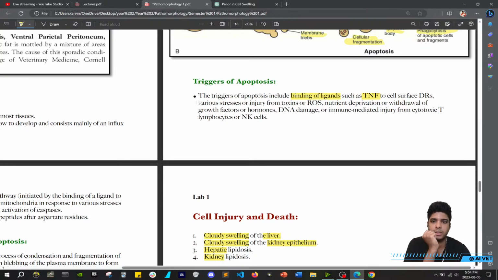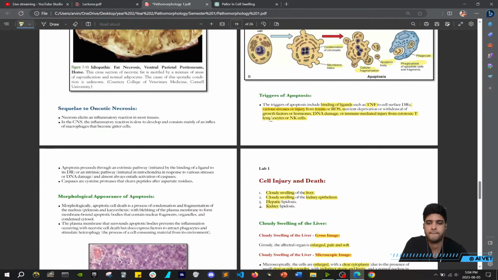Various stresses and injury also. They can be from toxins. I don't know what ROS is here. And nutrient deprivation and withdrawal of growth factors or hormones, as we saw earlier as well. DNA damage, immune-mediated injury from cytotoxic T lymphocytes or natural killer cells.